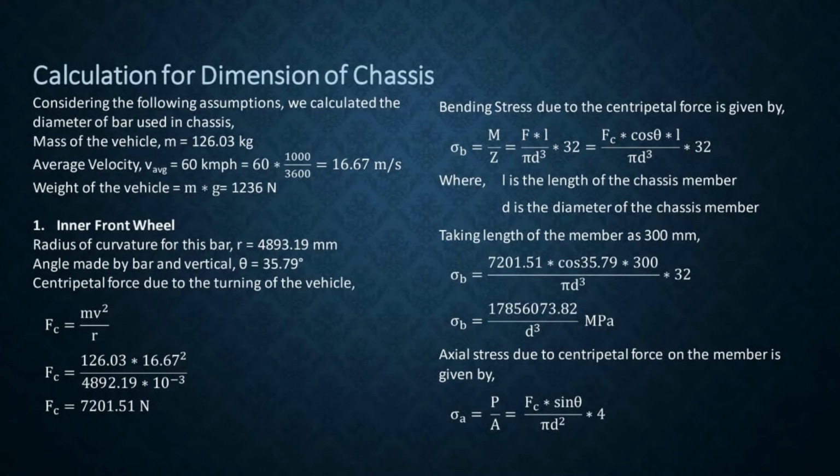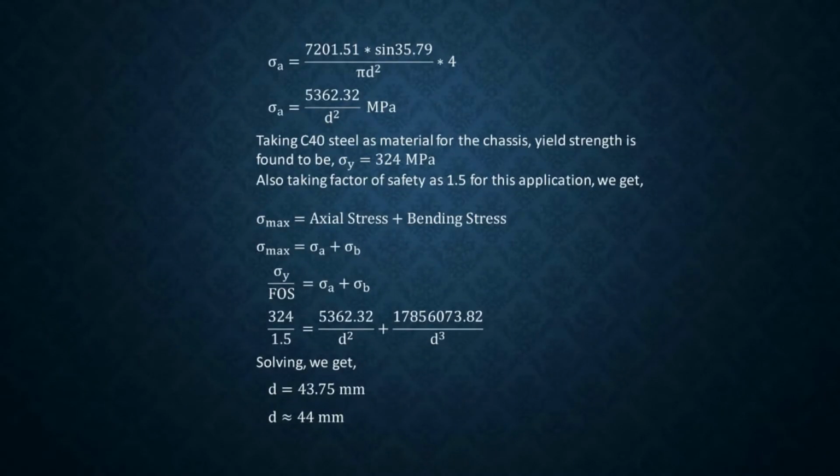I will be providing a brief explanation of the calculations we have made in studying the design of chassis members in accordance with the Ackermann steering design that has already been explained. I would like to draw your attention to the assumptions we have made based on already existing vehicles. We have taken the mass of the high performance vehicle to be 126.03 kgs, which will be 1.2 tons in weight, and the average velocity to be 60 km per hour, that is 16.67 meters per second.